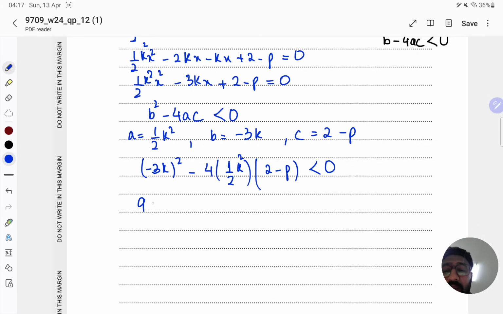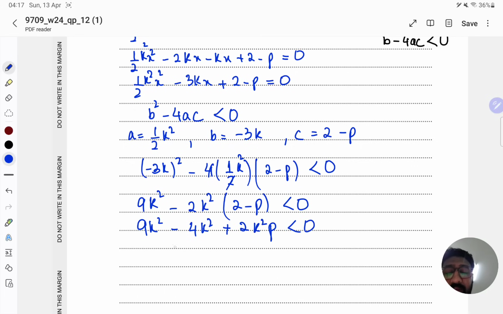It will be 9 k square. We will simplify 2k square bracket 2 minus p less than 0, 9k square minus 4k square plus 2k square p less than 0, 5k square plus 2k square p less than 0.